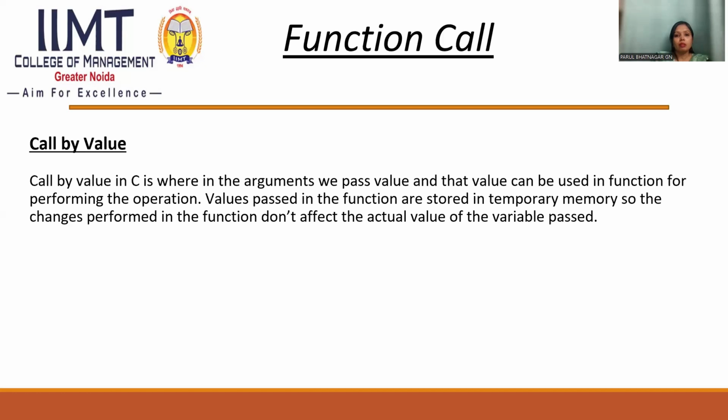Call by value in C is where we pass values in the arguments, and that value can be used in the function for performing the operation. Values passed in the function are stored in temporary variables, temporary memory, so the changes performed in the function don't affect the actual value of the variable passed.